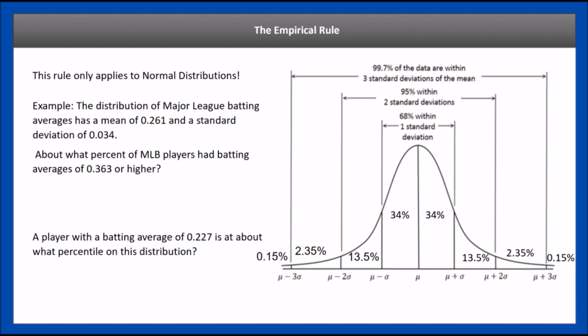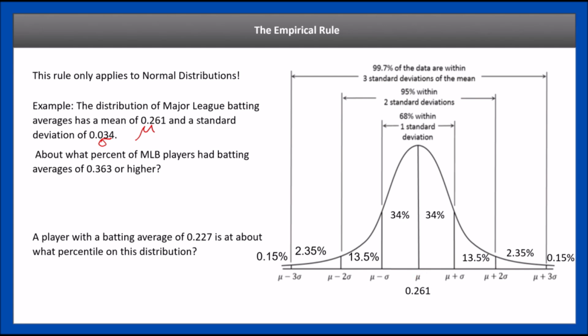So if I look at an example, the distribution of Major League batting averages has a mean of 0.261 and a standard deviation of 0.034. So we got our mu and we got our lowercase sigma. About what percent of MLB players had batting averages of 0.363 or higher? Well, let's label this on our curve, right? So we know that that's the mu and so on and so forth. So let's do that first.